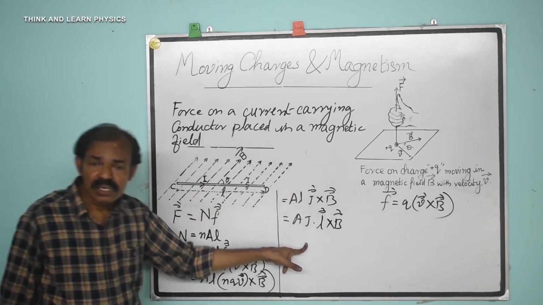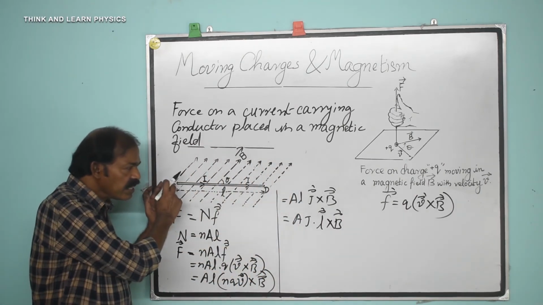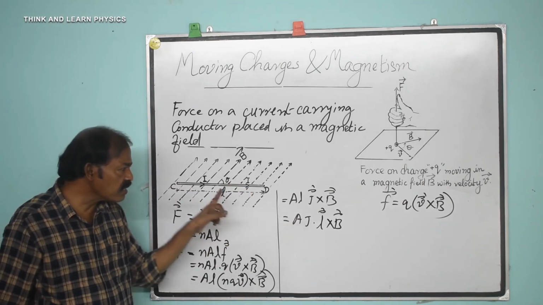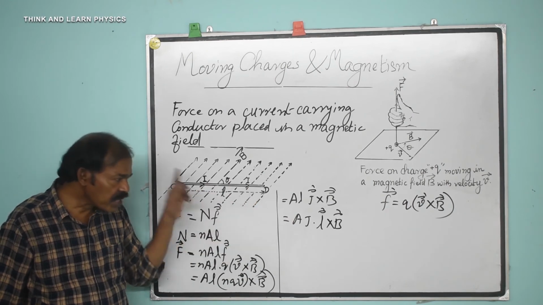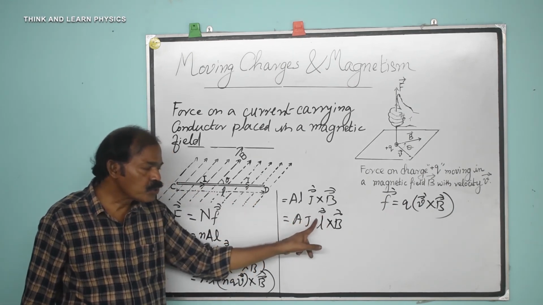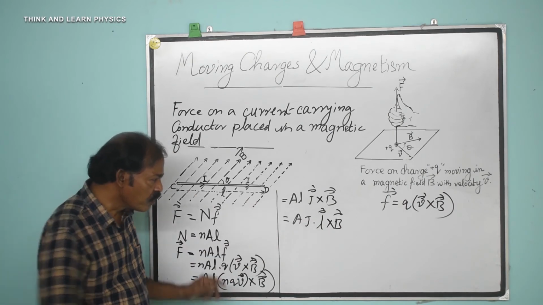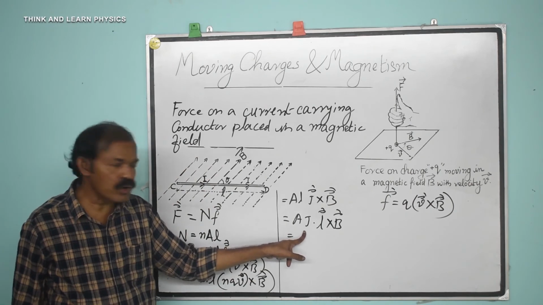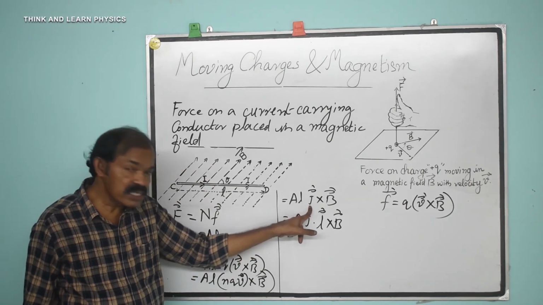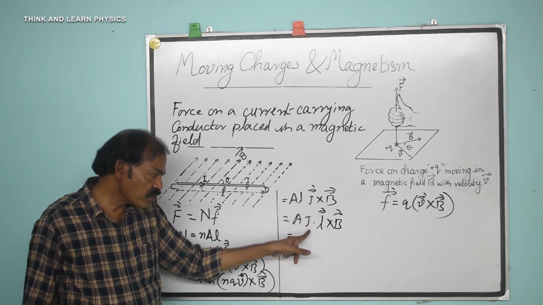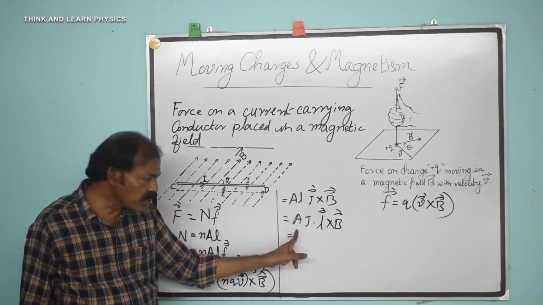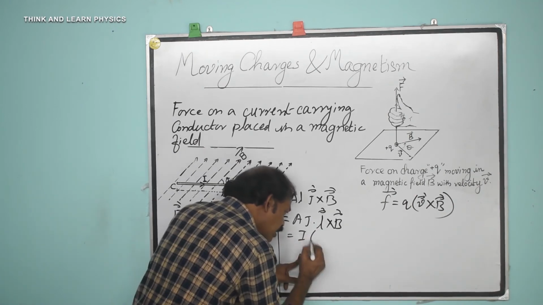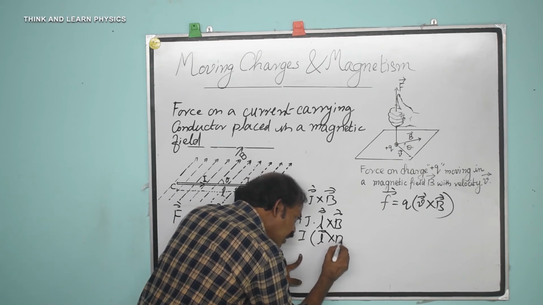Why? L vector has a direction from C to D. When the current flows from C to D, J vector also has the direction from C to D. Therefore, we can shift the vector notation to L vector. So, A into J means the current. Current is a scalar quantity, but current density is a vector quantity. But the modulus of current density J into A gives the current, which is a scalar quantity. So we can write this as I into L vector cross B vector.